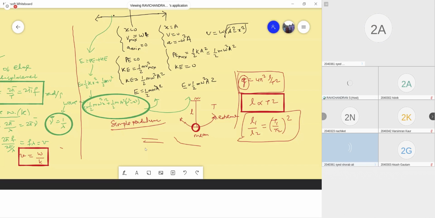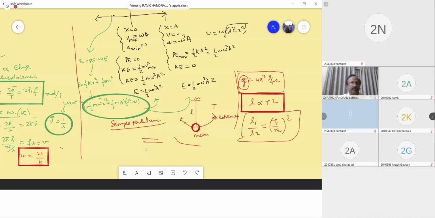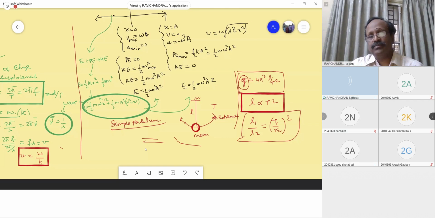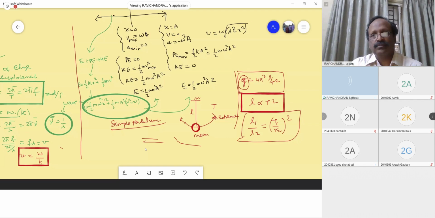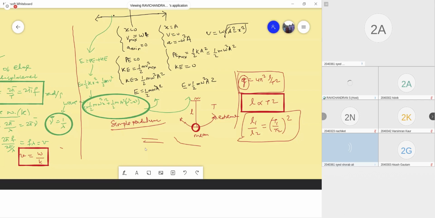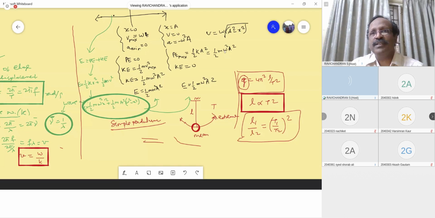Yes, tell me. Sir, if V square max, velocity is maximum in mean position, then it would be omega square into a, sir. Your voice is not clear. Where V is equal to omega into the square root of a square minus x square, how do we get omega square? V is equal to omega into the square root of a square minus x square. This is a formula.